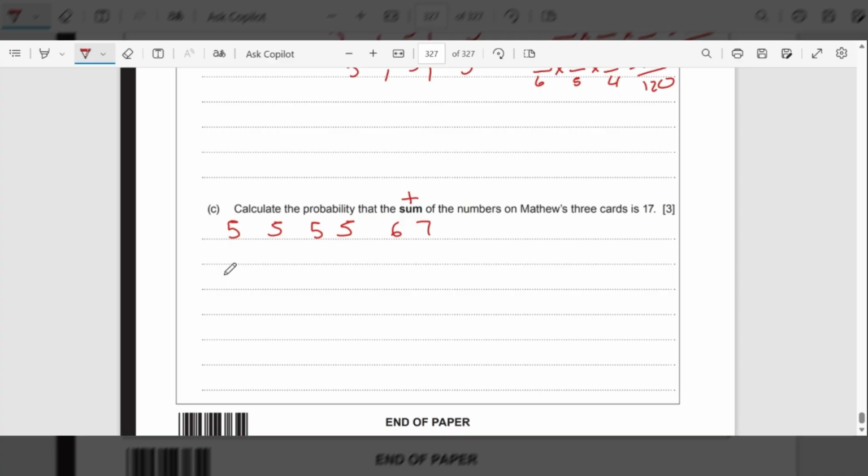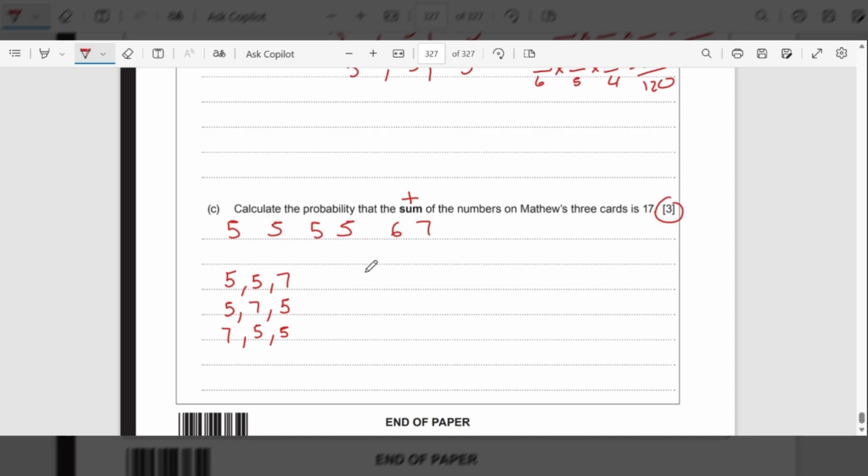I believe we could have 5 with a 5 with a 7. We could have a 5 with a 7 with a 5, which is a different combination. We could have a 7 with a 5 with a 5. Are there any other ways of making 17? I do not believe there are. No. So this is why it's an extra mark, because there's more combinations.